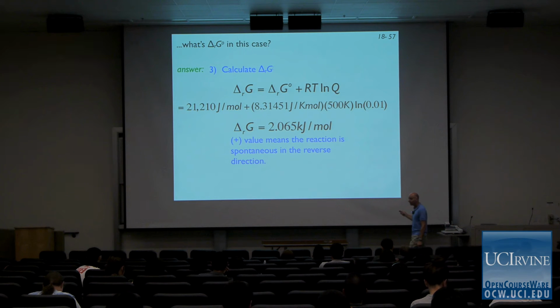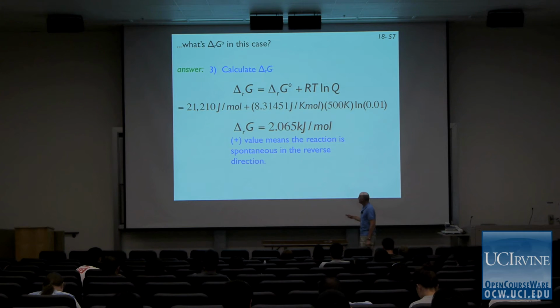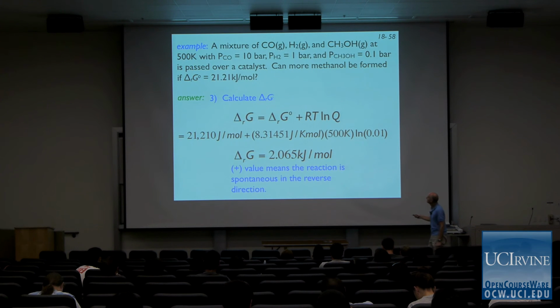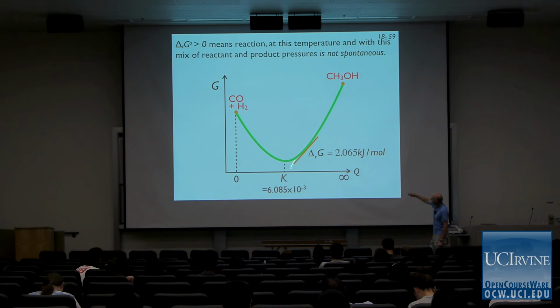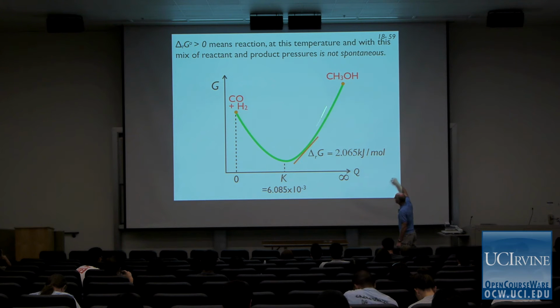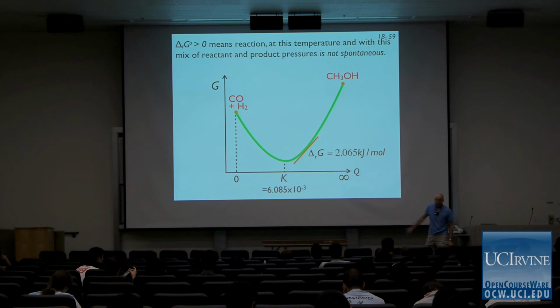The fact that it's positive means that the slope is positive, right? It means that we're here. That's why it's positive. We already concluded that we were here. We know we're at Q equals 0.01, all right? And so what this means, of course, is that at this mix of reactant and product pressures, the reaction towards methanol is not spontaneous. In fact, we're going to go back in the other direction. Methanol is going to be consumed, and we're going to make CO and hydrogen. That's not what we wanted to do.